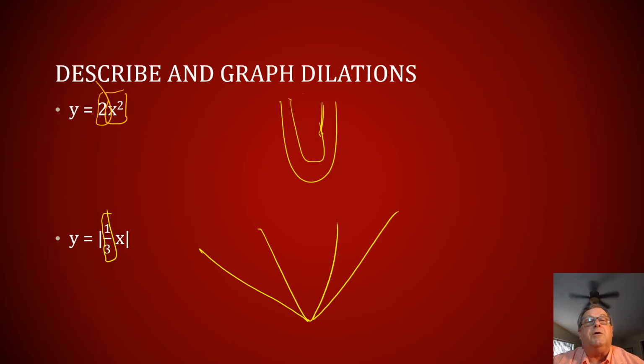So let's jump over here to the graphing calculator. We're going to graph both the parent quadratic function and the equation here that's going to cause a dilation, a stretching vertically. And then we're going to graph the parent absolute value function along with the absolute value of 1/3 x.